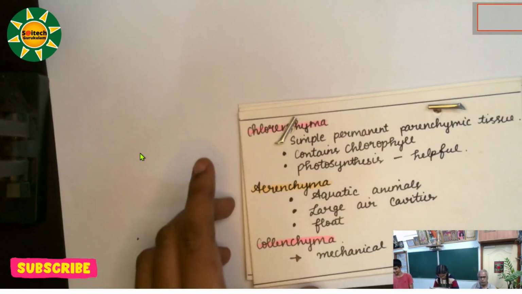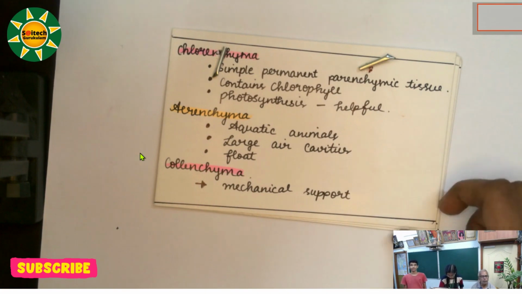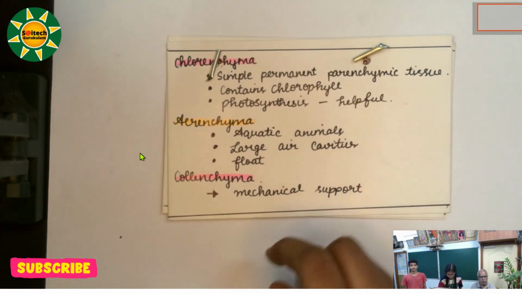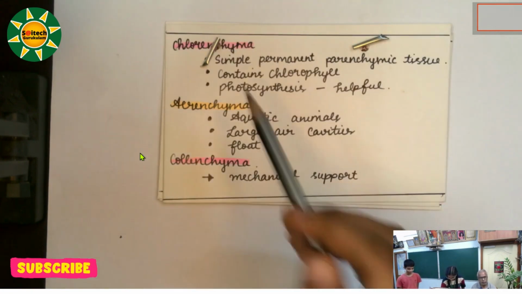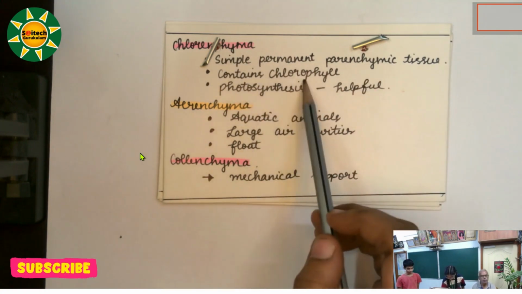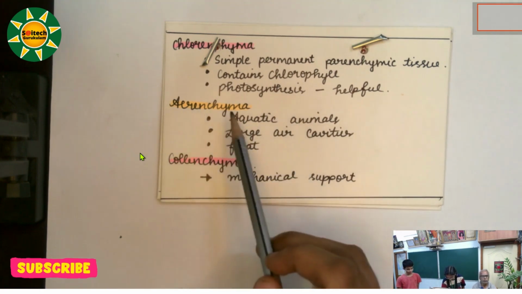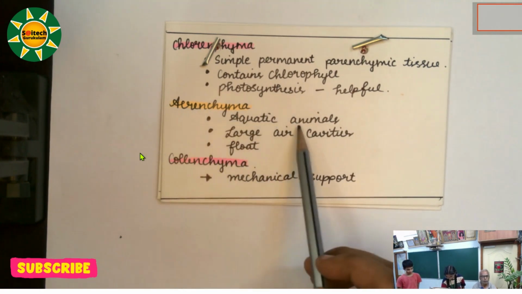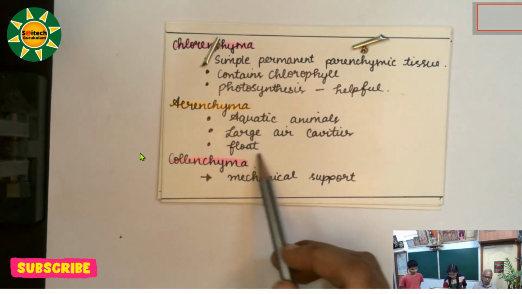Now, let's discuss chlorenchyma and aerenchyma, then collenchyma and sclerenchyma. Chlorenchyma is a type of parenchymatous tissue. Now let's see what it is. Chlorenchyma is a simple permanent parenchymatous tissue which contains chlorophyll. It usually helps in the process of photosynthesis. Aerenchyma is generally present in aquatic plants, which have large air cavities, which makes them float easily.